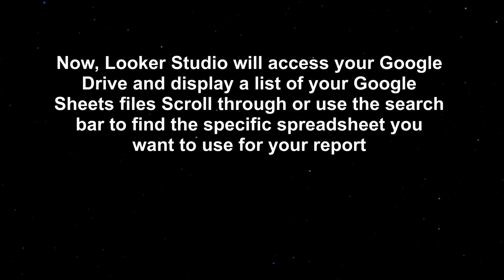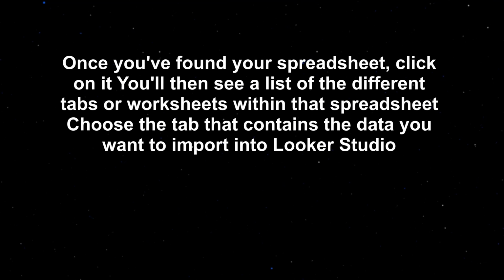Now, Looker Studio will access your Google Drive and display a list of your Google Sheets files. Scroll through or use the search bar to find the specific spreadsheet you want to use for your report. Once you've found your spreadsheet, click on it. You'll then see a list of the different tabs or worksheets within that spreadsheet. Choose the tab that contains the data you want to import into Looker Studio.